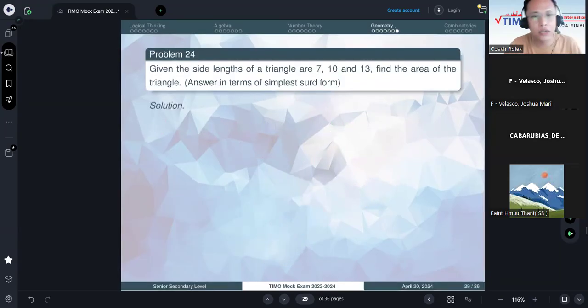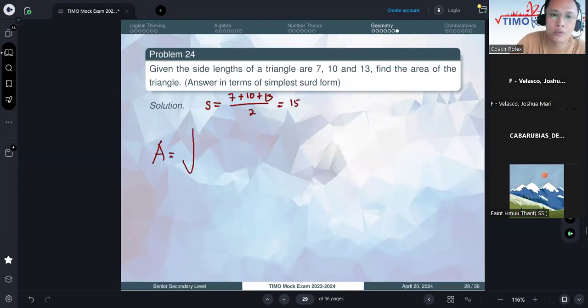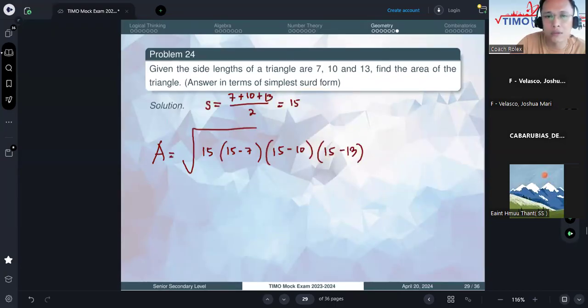Number 24, given the side lengths of the triangle 7, 10, 8, find the area of the triangle. So we use the Heron's formula for this, using first the semi-perimeter. We have 7 plus 10 plus 13 over 2. So you will have 20, 30. So we have 15. So the area now is equal to the square root of 15 times 15 minus 7 times 15 minus 10 times 15 minus 13. No?